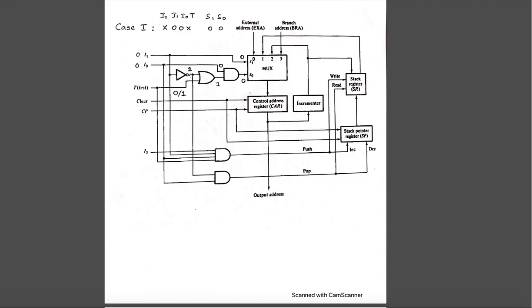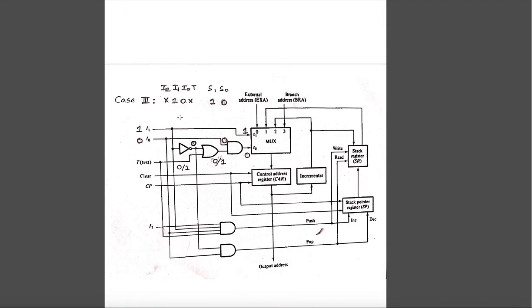1 0 in I1 and I0. Let's see the third case. 1 0. If it is 1, obviously S1 will be 1 here. If it is 0 here, then one of the inputs will be 0. If one of the inputs to the AND gate is 0, we needn't even check what the other conditions are, because obviously that will be 0. So it is 1 0 here. The decimal equivalent of the binary number 1 0 is nothing but 2, right?